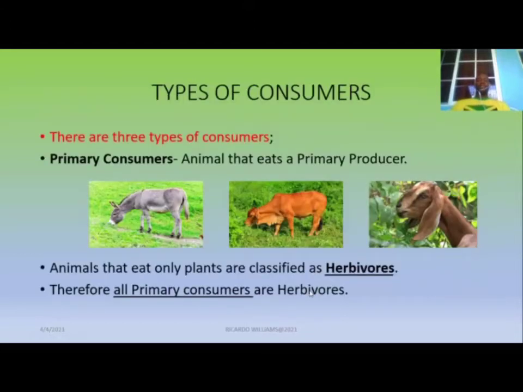Alright, so consumers now, what are consumers? Consumers are organisms that feed on other organisms to obtain energy. Now we have three types of consumers. The first type we call the primary consumers, animals that eat primary producers. And we don't have to keep on saying primary producers, because it might get a little bit tricky with primary consumers and primary producers. We can just stick to producers, because producers are the plants.